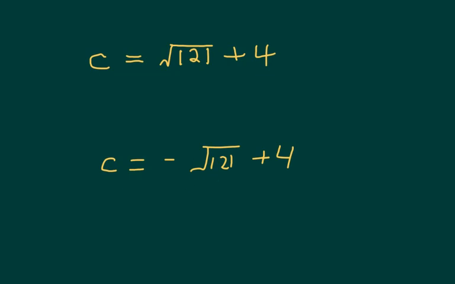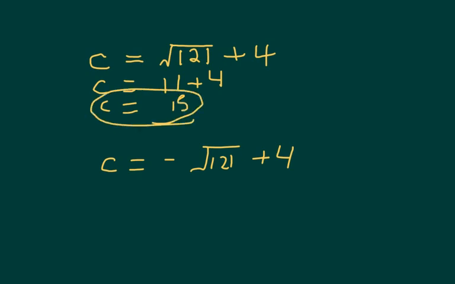So 121 is a perfect square, which makes this fairly easy to do. The positive root of 121 is 11, because 11 times 11 gives us 121. So simplifying the root of 121, we get 11, and 11 plus 4 will give us 15. So that's the only solution to this equation. Then when we do the lower equation, we would say that c equals the negative root of 121, which is negative 11, plus positive 4, and that simplifies to be negative 7.